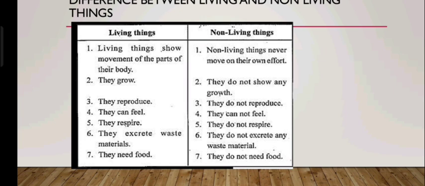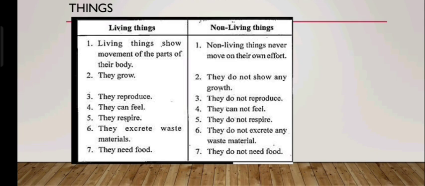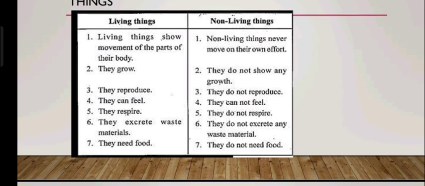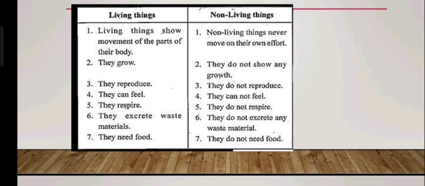See in this table, what's the first point? Living things show movements of a part of their body. Yes, living things show movement. In the characteristics, we learned movement is a basic sign of every organism. They move from one place to another in search of food and shelter. Coming to the non-living thing, a non-living thing will not move. If it is moving, it means someone is putting external pressure or external force.